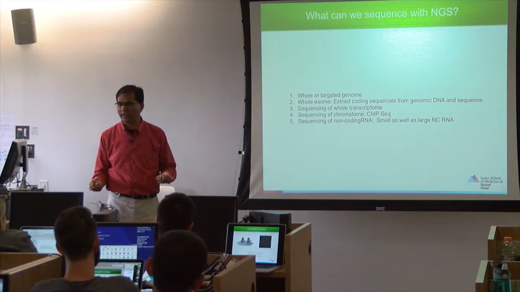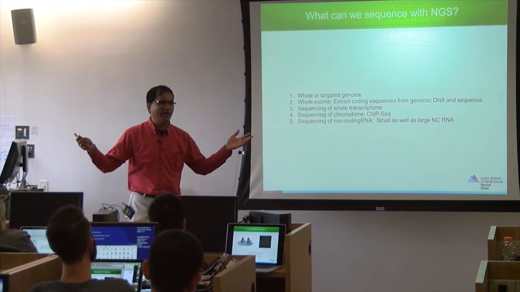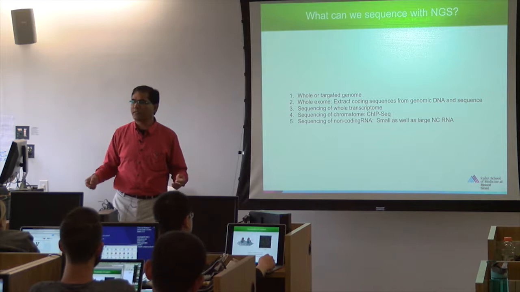We can also sequence the chromatome, ChIP-seq that I explained to you, that ChIP-seq when I added the first 70 spots. Now you can do 350 million strands. You can sequence and then see where those transcription factors bind or where the histones are modified. And then you can also sequence the non-coding RNA. Right? There's a huge non-coding transcriptome. Yes?